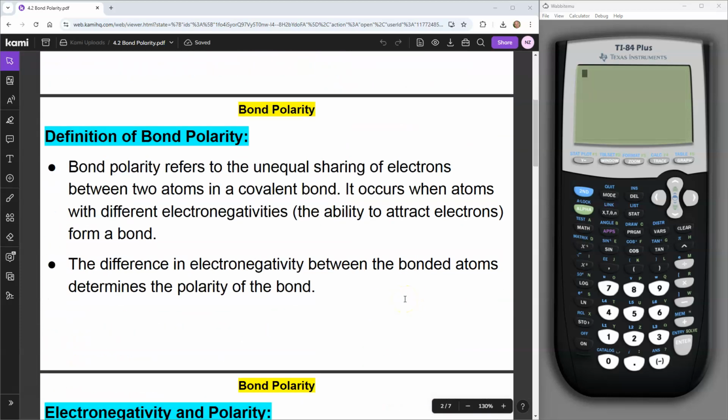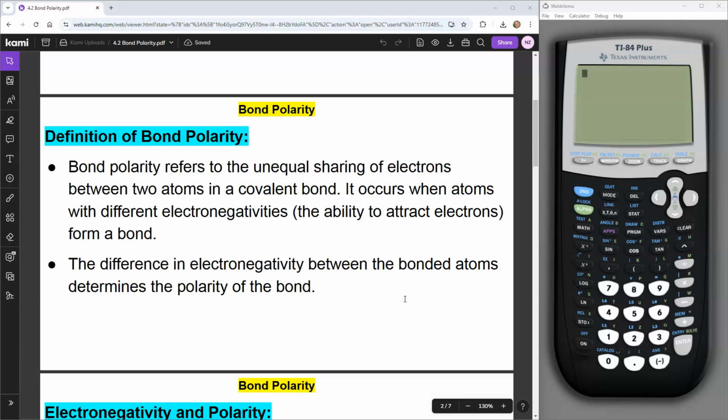So bond polarity refers to the unequal sharing of electrons between two atoms in a covalent bond. It occurs when atoms with different electronegativities, which is the ability to attract electrons, form a bond. The difference in electronegativity between the bonded atoms determines the polarity of the bond.